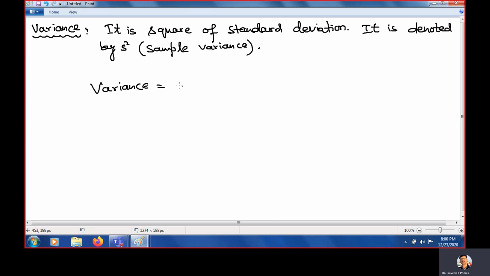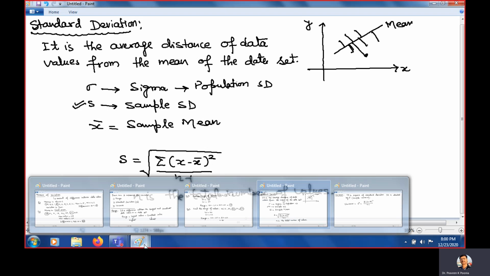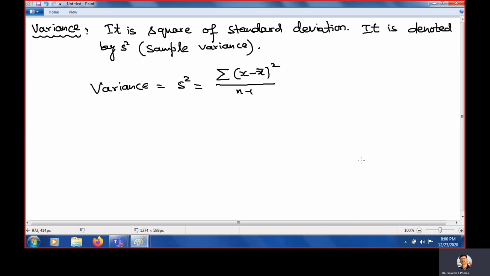So what is the formula for variance? The notation is s square, and just make it square. What was the formula? Square root sigma x minus x bar whole square upon n minus 1. I think I forgot the whole square in the previous one. Yes, it is whole square here. So these are the formulas for standard deviation and variance.